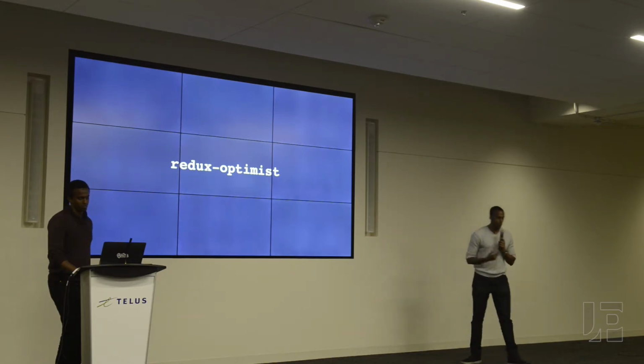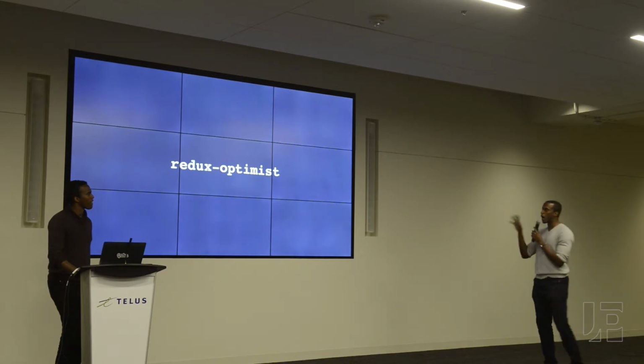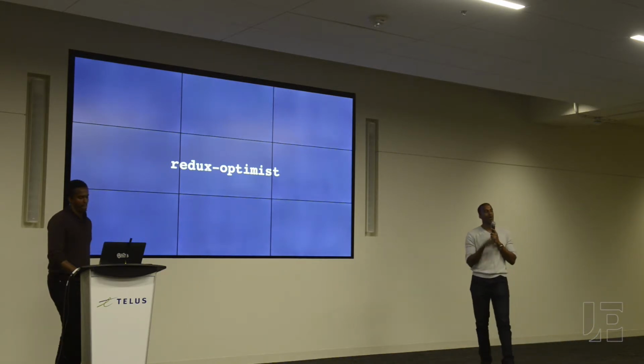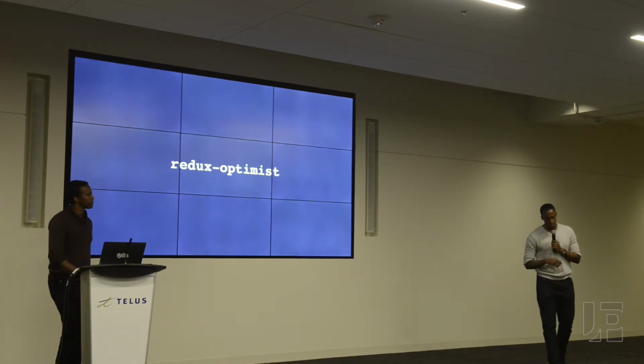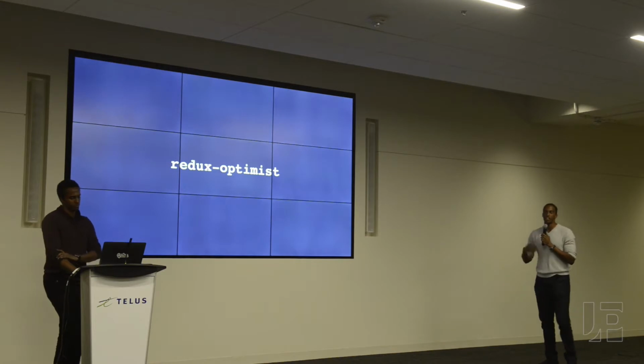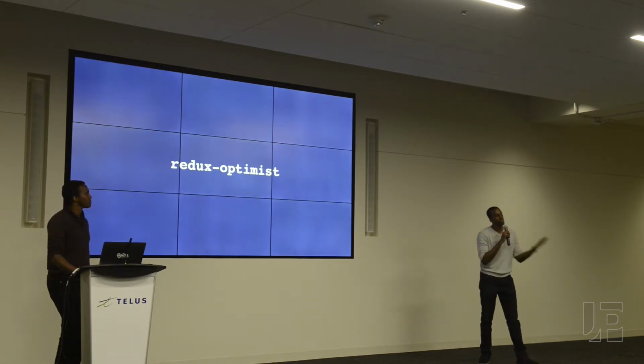Another very useful library that I also suggest taking a look at is called Redux Optimist. And the way Redux Optimist works is it allows you to apply your Redux actions in an optimistic manner. A good example of this is when a user tries to submit an API call. Let's say they're using a social media application and they want to post a comment.